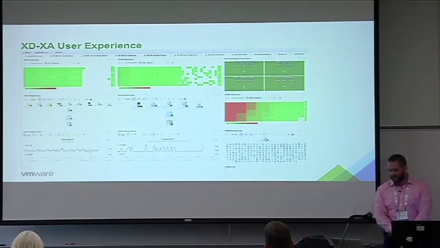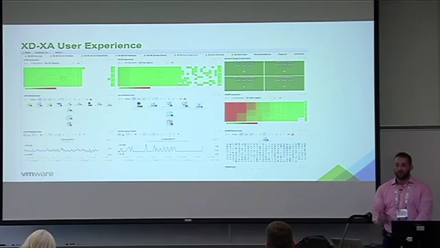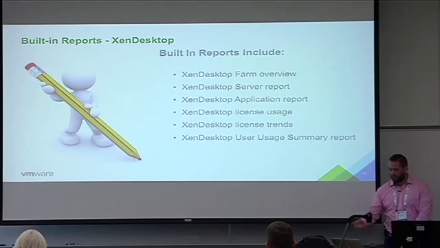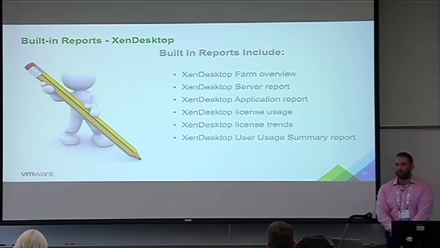And the user experience dashboard, again, you get that heat map: virtual disk, vCPU, vRAM, protocol, and anything else that might be affecting that user experience in the entire environment will be displayed here, and you can again drill down further. Built-in reports: farm overview, the XenDesktop server report, application report, license usage, license trends, and user usage summary report.